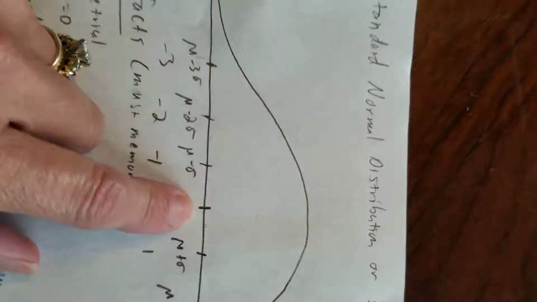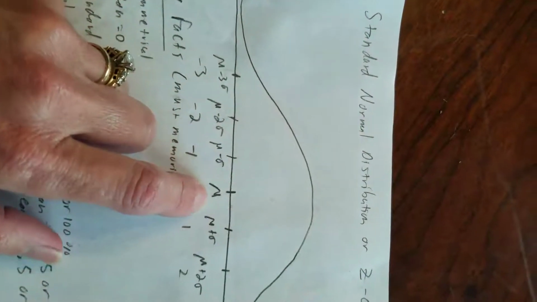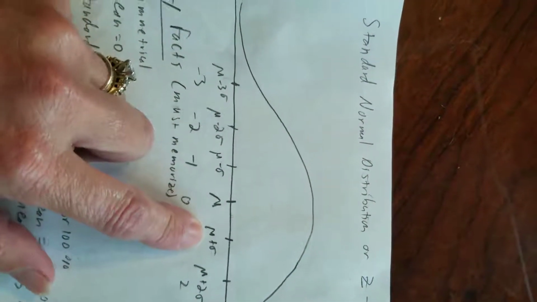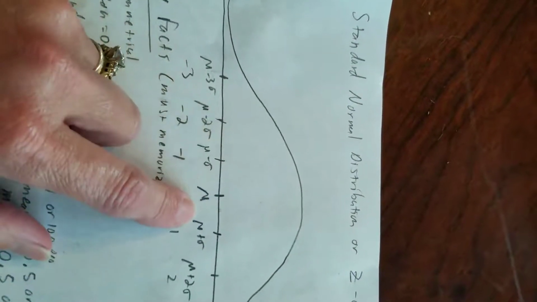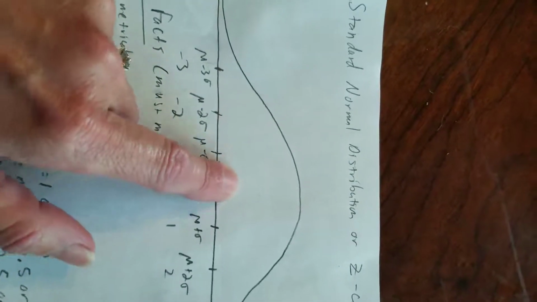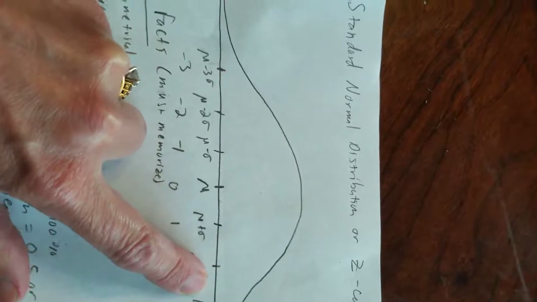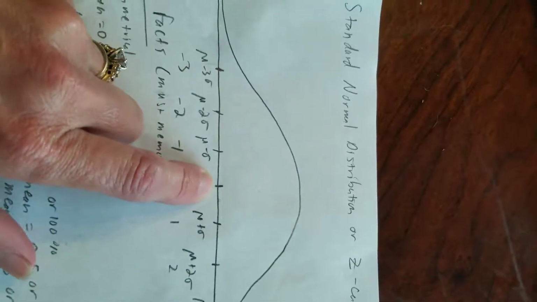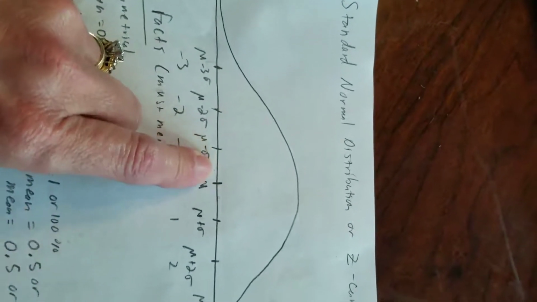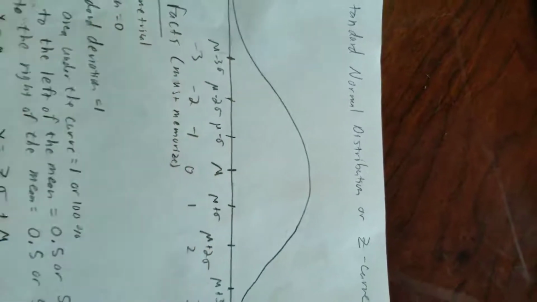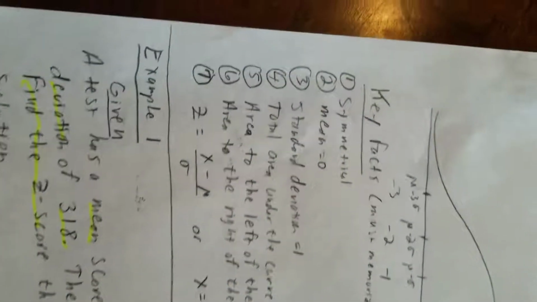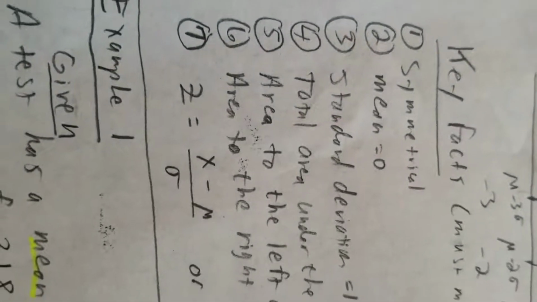Okay, with that in mind, if you fold this in half, if it's symmetrical, you're going to have the same amount of area to the left of the mean and to the right of the mean. If 100% is the whole thing, half or 50% lies to the left of the mean, okay? And half or 50% lies to the right of the mean. So what percent of the area is less than the mean? 50%. What percent is greater than the mean? 50%.